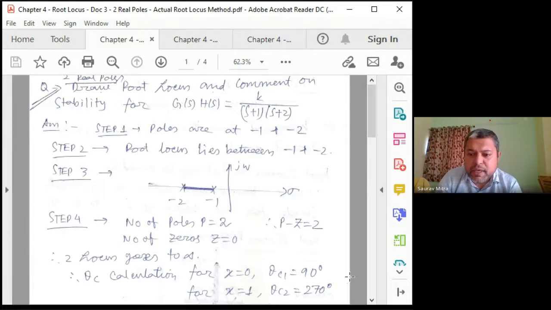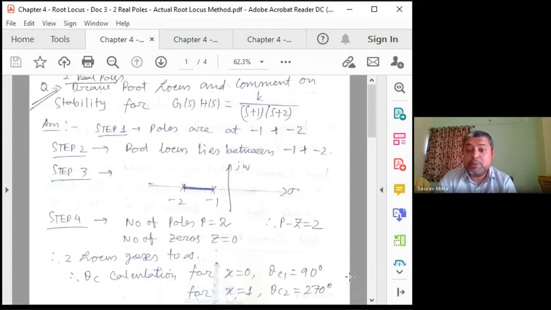There is a formula behind this too. I will give you that next day. But for the time being, remember the theta c calculation. Whenever the number of poles is 2, there will be two asymptotes. One will be 90 degrees, another will be 270 degrees. So remember this: whenever p minus z is equal to 2, there will be two root locus branches going to infinity. One will have an asymptotic angle of 90 degrees, another will have an asymptotic angle of 270.